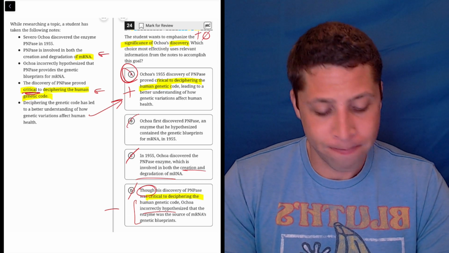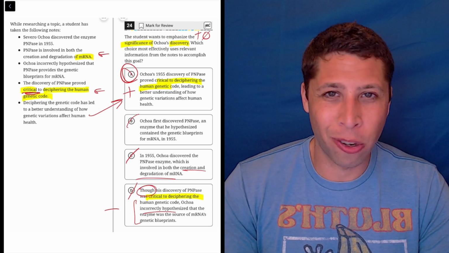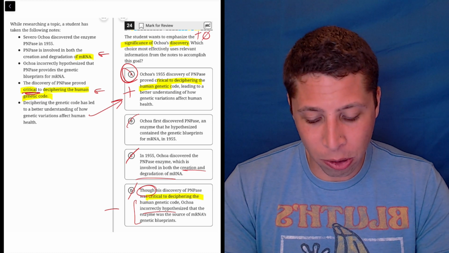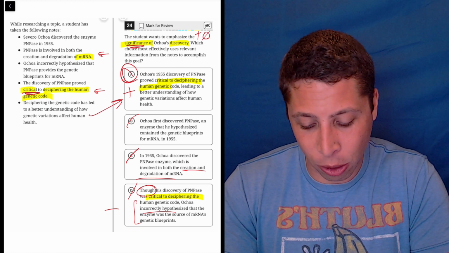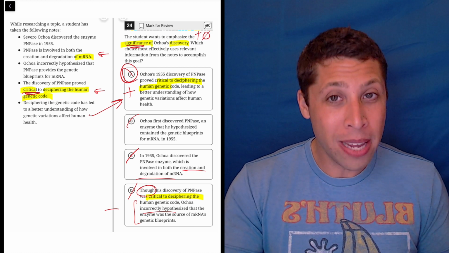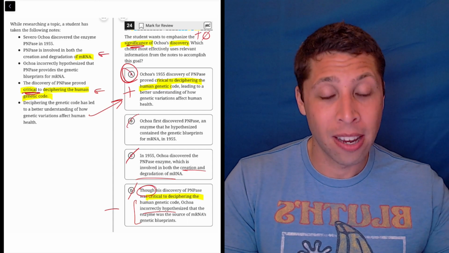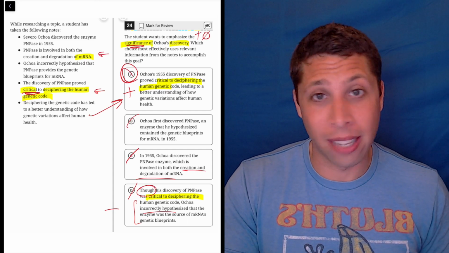So just make sure you pay attention to what they're asking for and notice those big clue words like significance to critical. It's obviously a different word, but it means the same thing. They're going to leave these little hints, so you've got to take advantage of them when the SAT gives them to you.